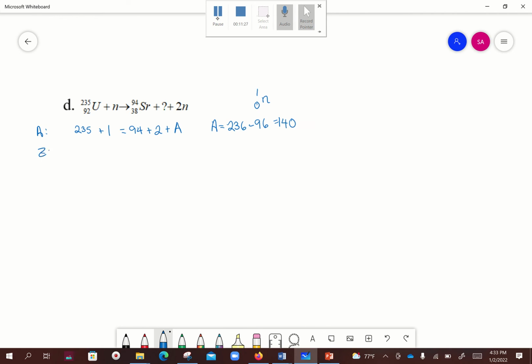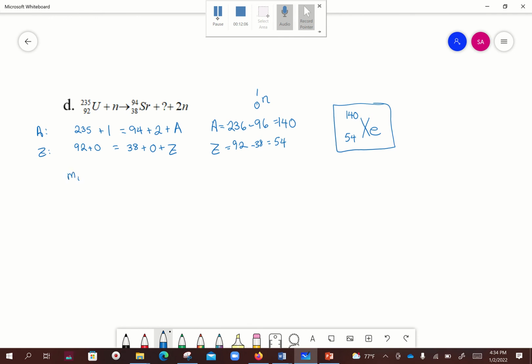If I balance my charge, I've got 92, the charge on a neutron is 0, is equal to 38 plus, again, charge on a neutron is 0, plus whatever my Z is. So Z is equal to 92 minus 38, which is 54. So if I go look up in the periodic table, I've got 140, 54, element 54 is xenon gas. Okay, so there is my unknown.